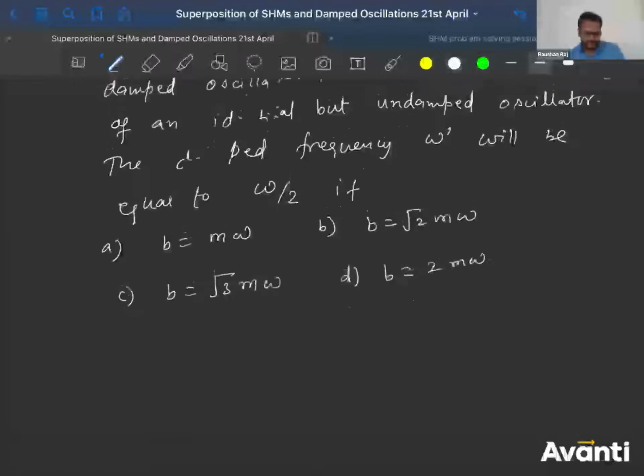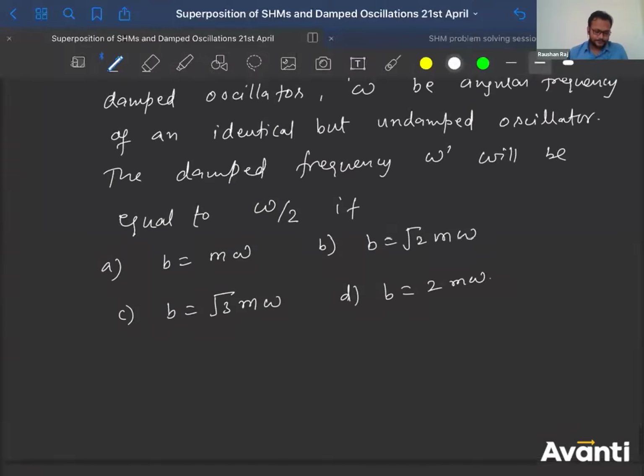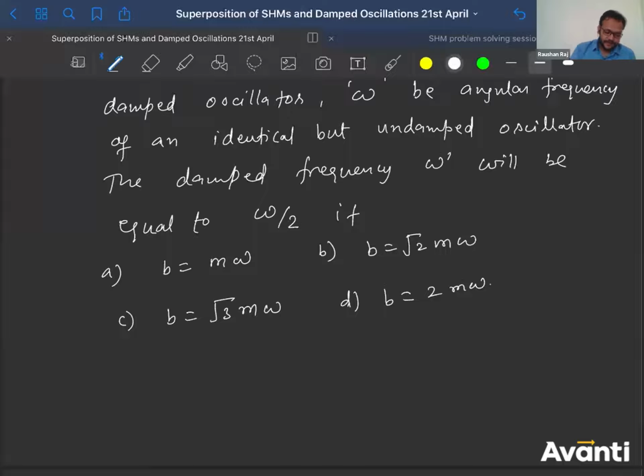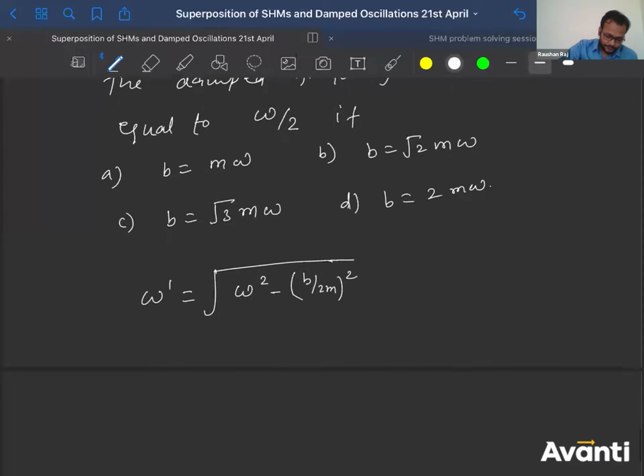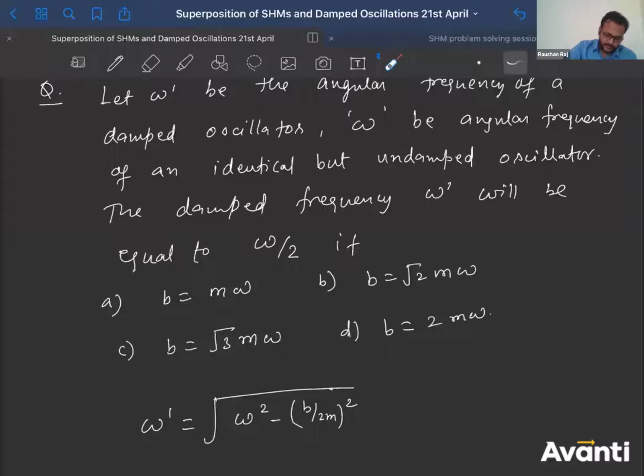So that Avinav sir will join you quickly. It's a very easy question. See, what is the angular frequency of a damped oscillator? What is the formula for that? So omega dash is nothing but square root of omega naught square minus b by 2m whole square. Guys, I believe you remember this formula, right? So omega dash is nothing but square root of omega square minus b by 2m whole square. Now, what is the question here? They have asked what will be the value of b, if omega dash is omega by 2.